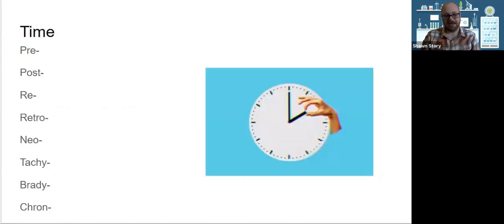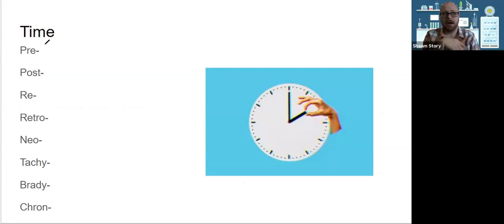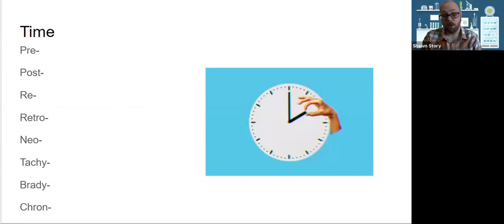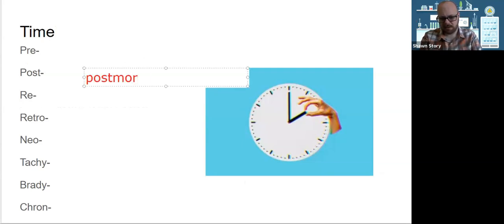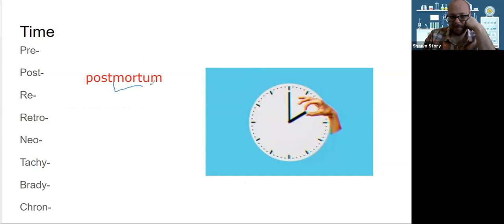The last one we got here is time-related things. What does pre mean? Before. So we have a pre-op, right? Pre-op, before the op, before the surgery. Pre-test. Post is after. Post-op. Post-mortem, what does post-mortem mean? After death. Yes, mortem is death. Post is after, right? You always hear that in CSI shows. They're like, "Oh, this happened post-mortem. It happened after they died."